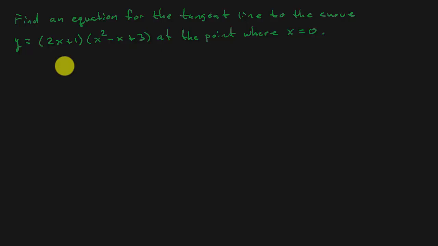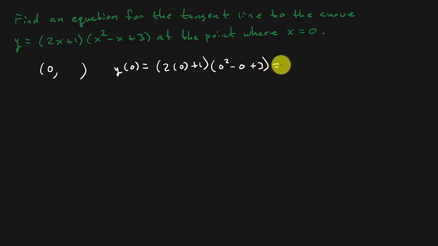Okay, so if we write our point on the line, remember it says at the point where x is 0, they don't give us a y coordinate. So we can actually find the y coordinate by plugging 0 in to our original function here. So 2 times 0 plus 1 times 0 squared minus 0 plus 3, which that's going to be 1 times 3, which is 3. So that's at the point 0, 3.